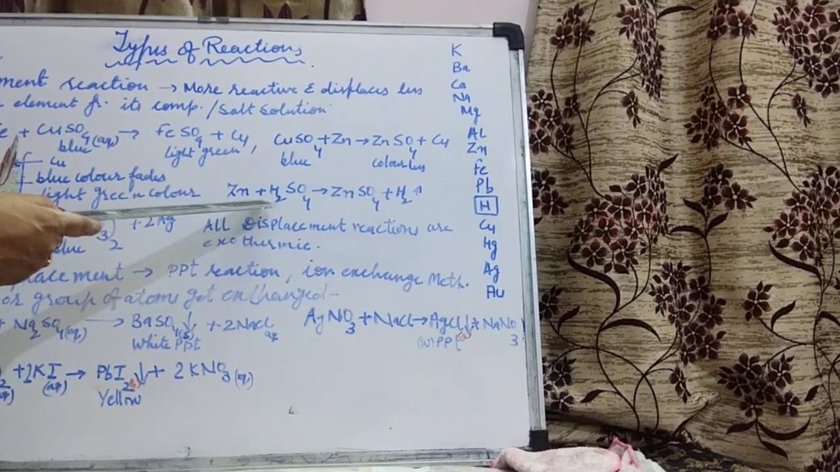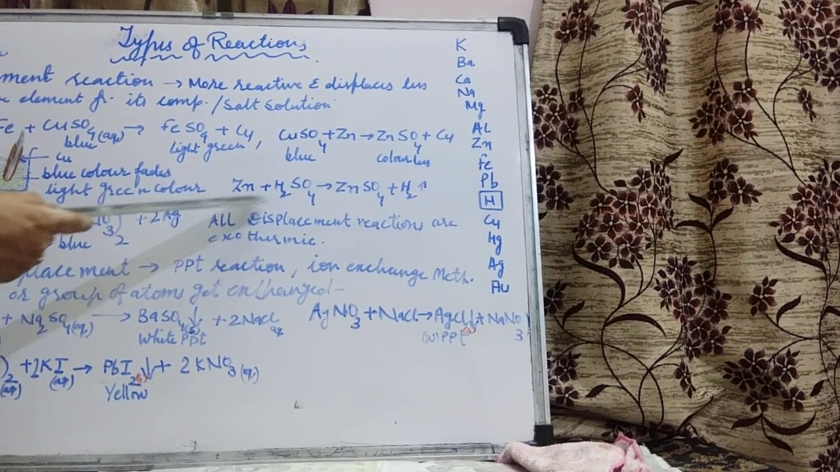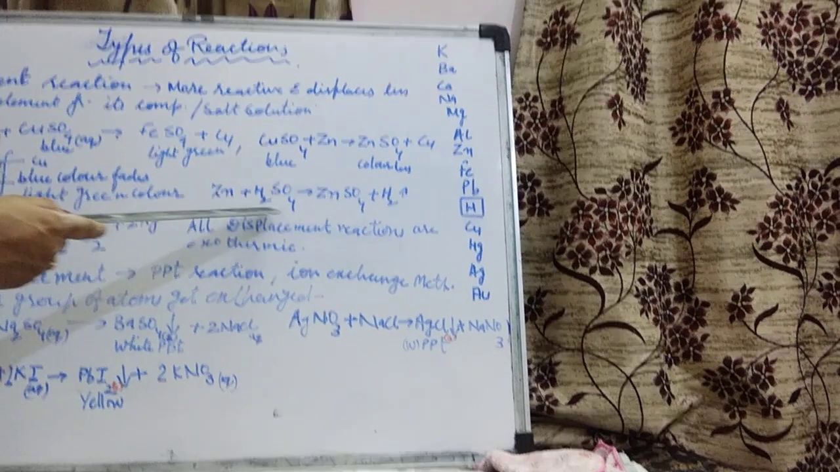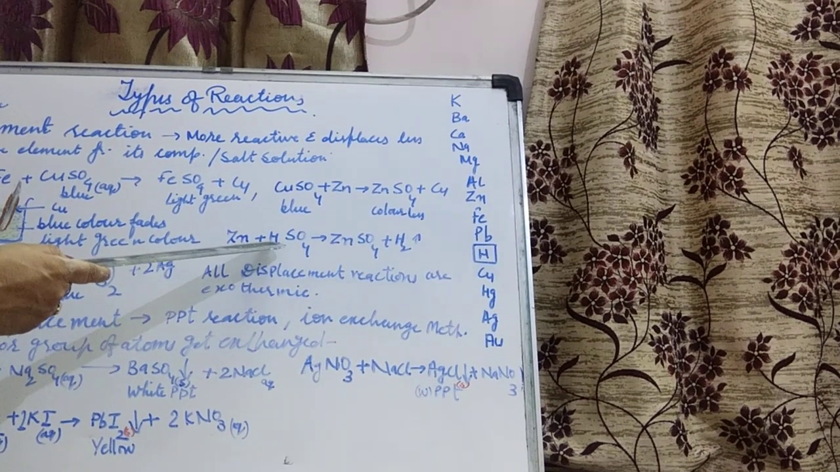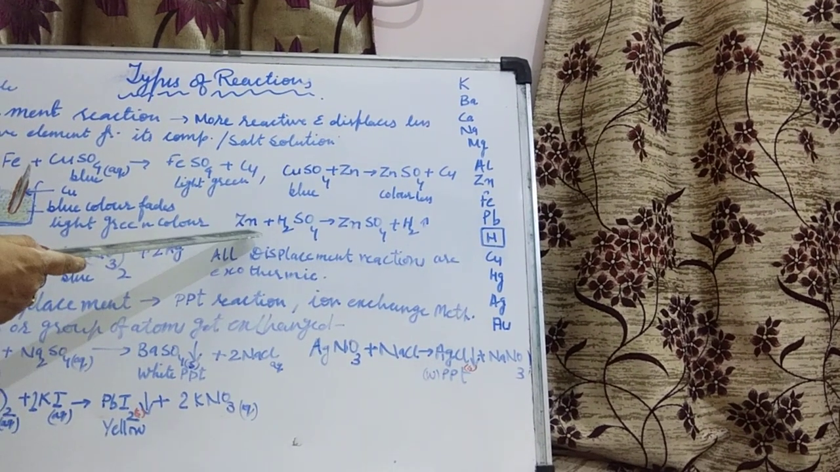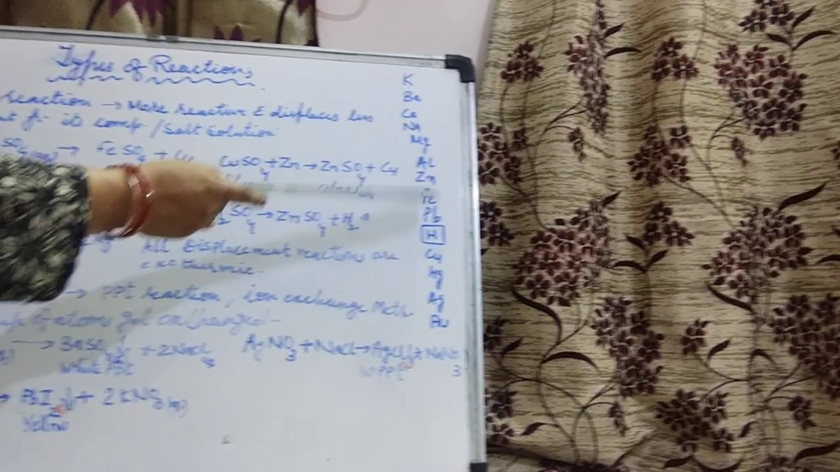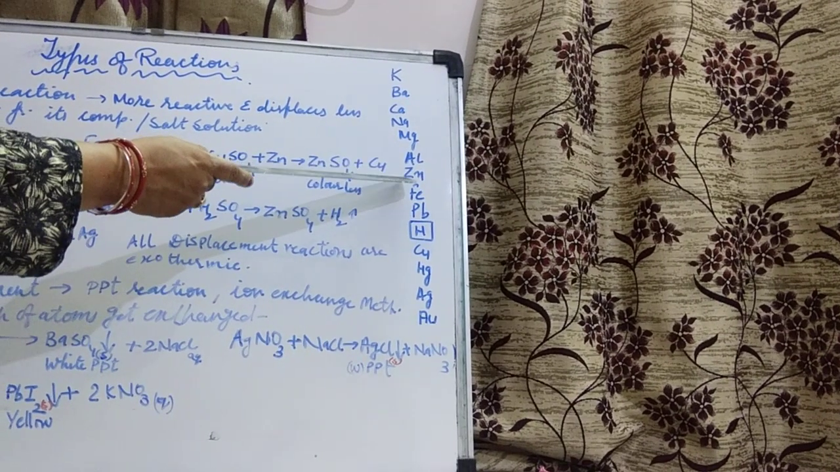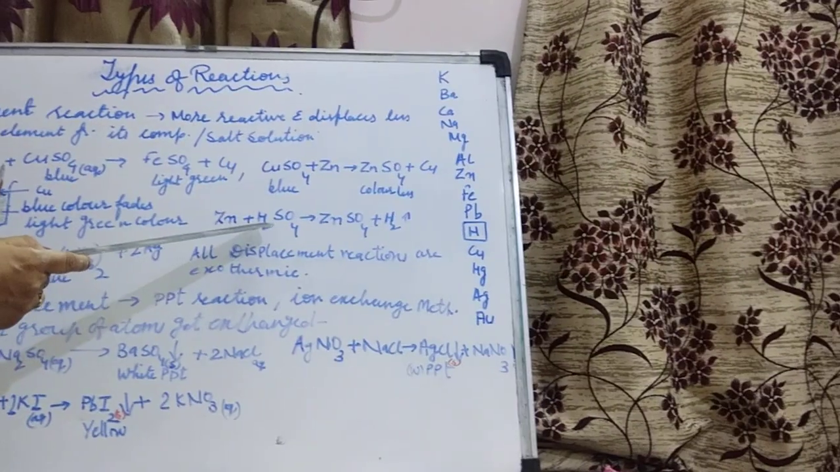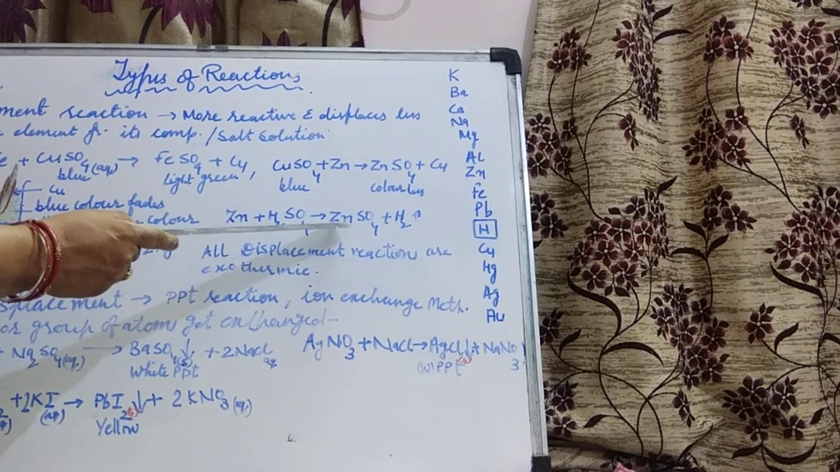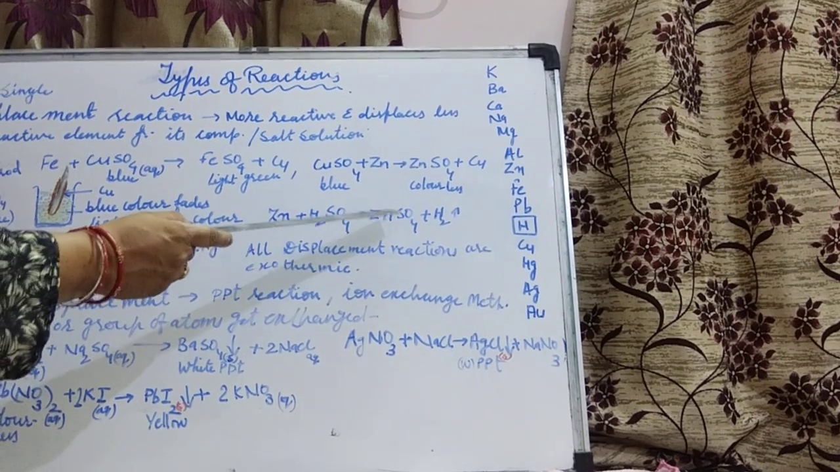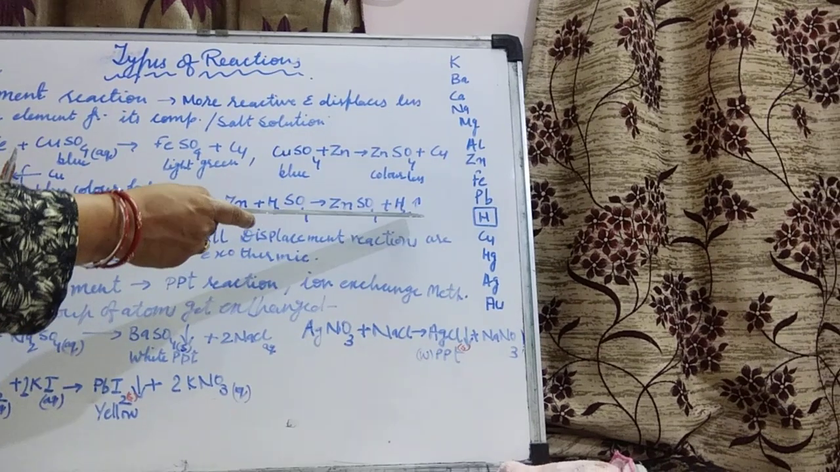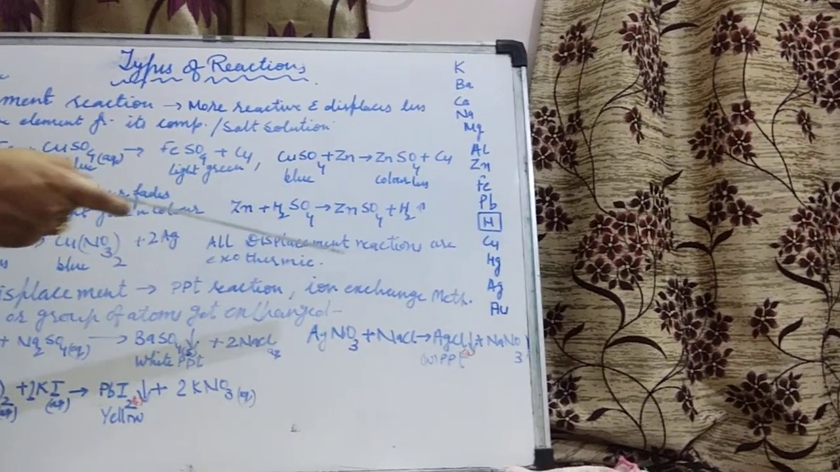One more example I am taking, that is zinc reacting with sulfuric acid, that is H2SO4. Here H is getting displaced by Zn because Zn is placed above hydrogen. So Zn is replacing this hydrogen. And what is the product? Zn is taking the place of hydrogen. So we are getting ZnSO4 and H2 gas evolving out.